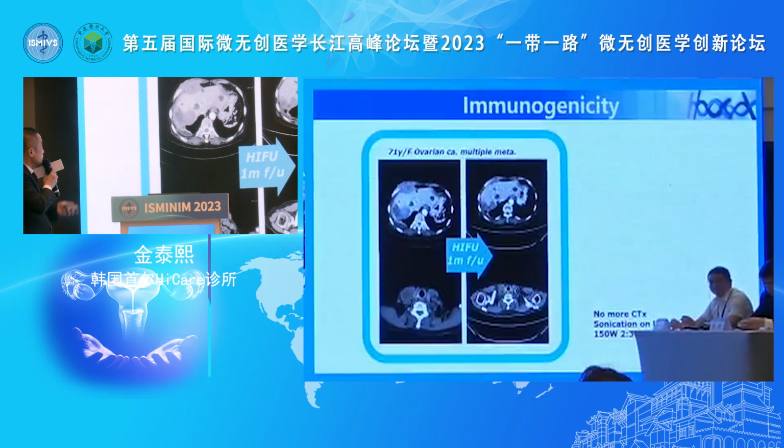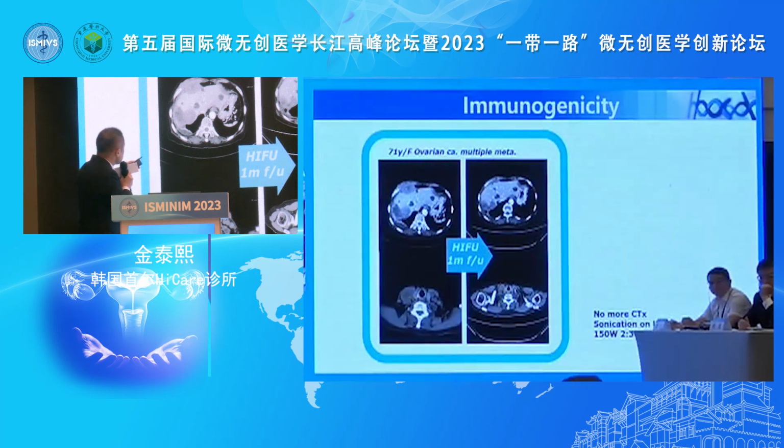I want to show one case. This case is ovarian cancer with metastasis to the liver and everywhere in the body. In this situation, the patient could not be treated with chemotherapy because of drug resistance. So this time, she was treated with only HIFU. First, I wanted to treat this segment lesion. This lesion invaded the rib and made severe pain.